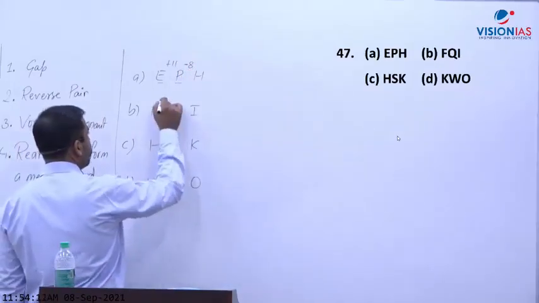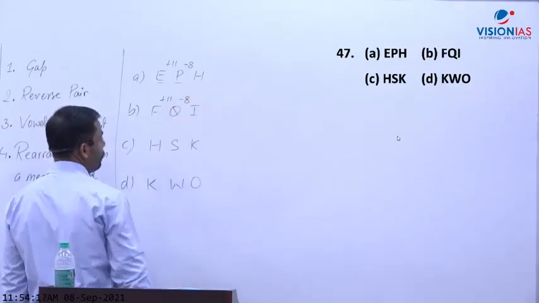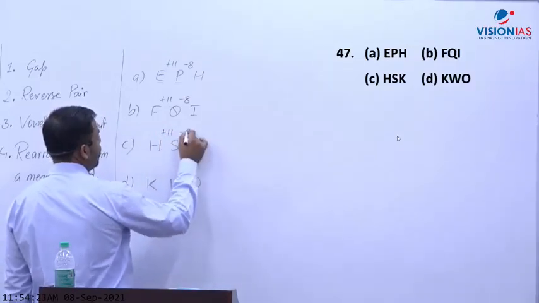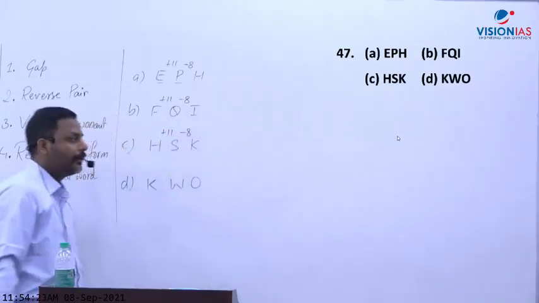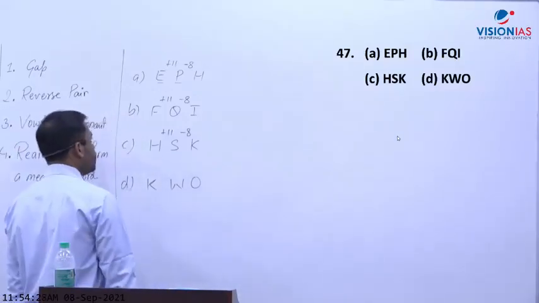Now here also the difference between F and Q is 11, and Q minus 8 is I. Here also H plus 11 is S, S minus 8 is K. So the difference is plus 11 minus 8, plus 11 minus 8, plus 11 minus 8.